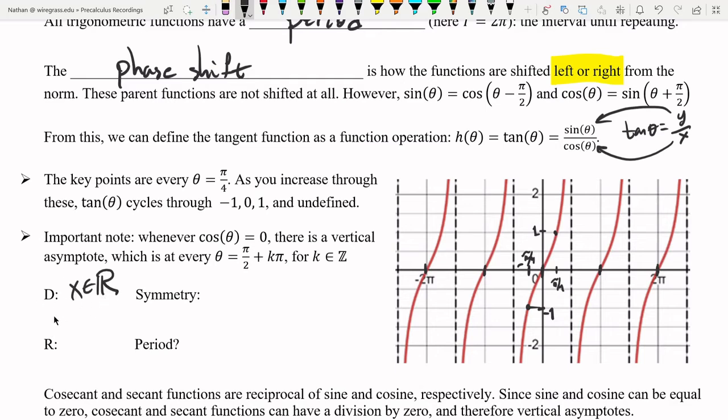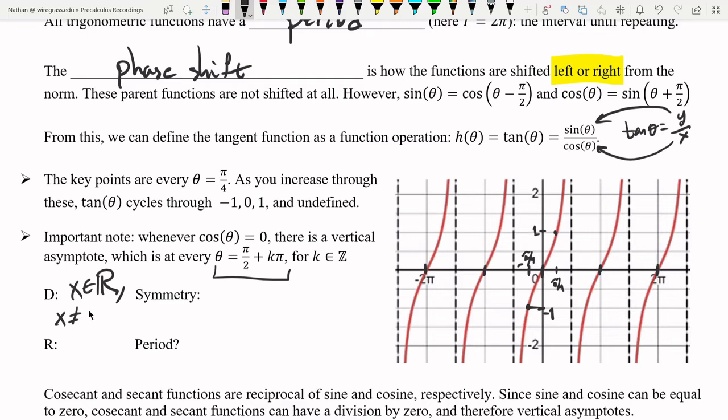X element of R, except that x cannot equal really where the vertical asymptotes are. And I said here that every vertical asymptote happens at pi over 2 plus k pi. It's a periodic thing, so you have to write it this way. K is just an integer, so you can choose any integer you want, and that will be a vertical asymptote. There are infinitely many integers, so there are infinitely many asymptotes.